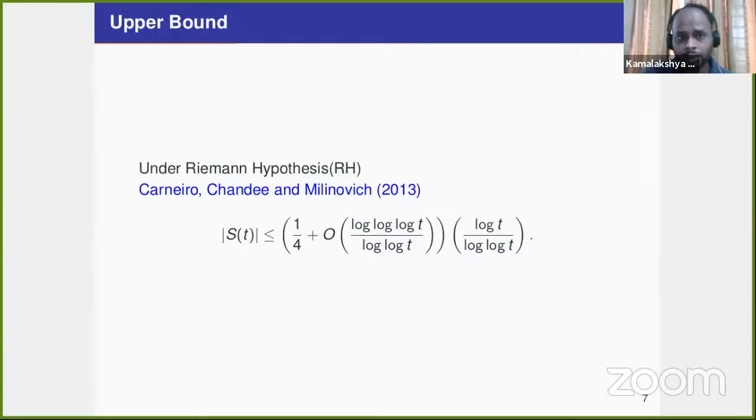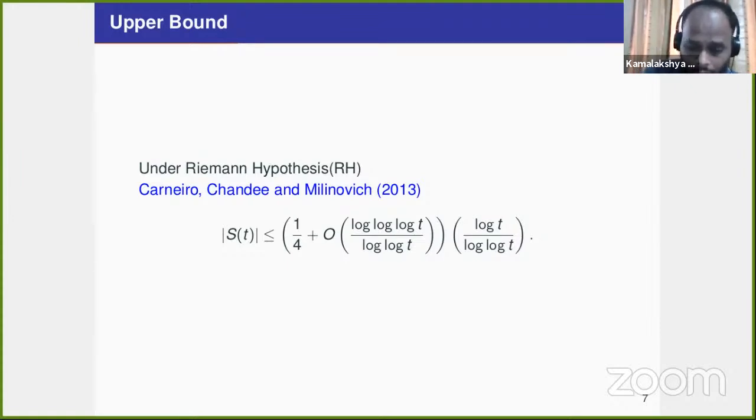This is a result of Carneiro, Chandee, and Milinovich, under the Riemann hypothesis, which says that S(t) is less than or equal to 1 by 4 times log t by double log of t, with some error. This is the best possible result, and we also know that improving this is a very, very difficult problem. And if you ask what is known without the Riemann hypothesis, the best we can say is that S(t) equals big O of log t. That's the best we can say.